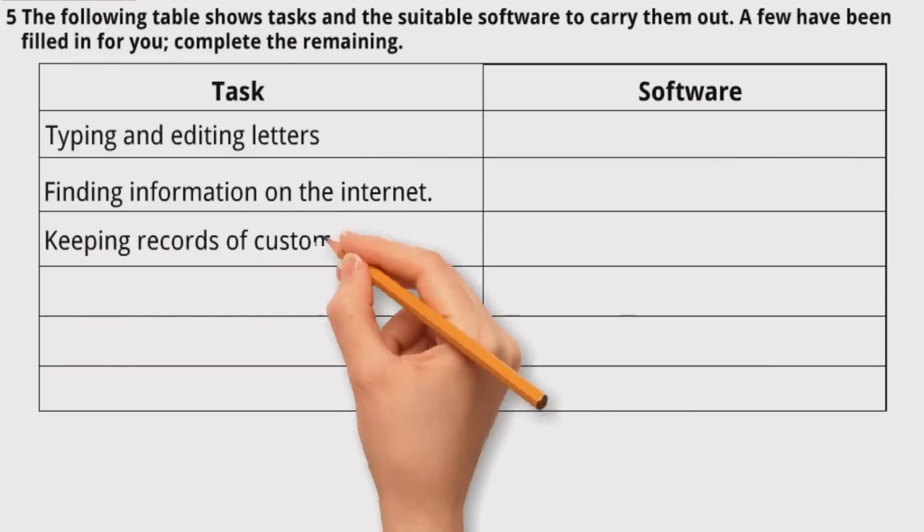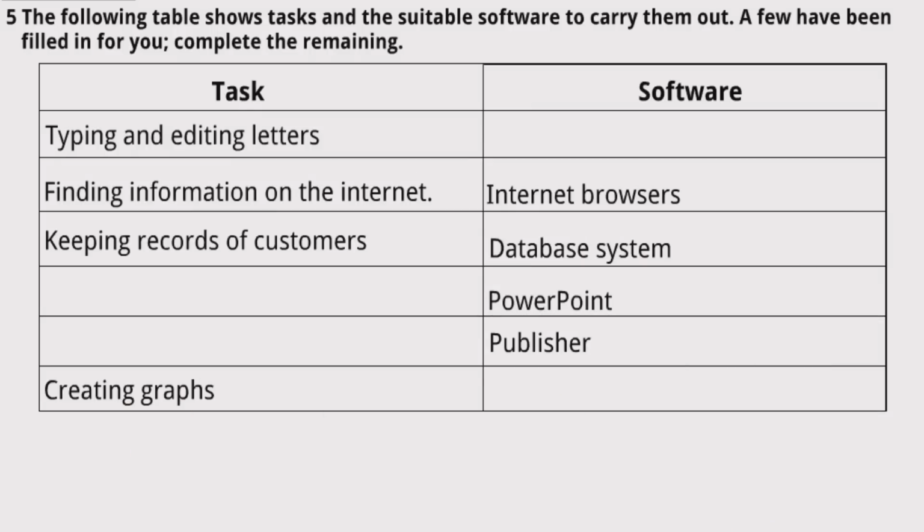Question 5 was as follows. The following table shows tasks and the suitable software to carry them out. A few have been filled in for you. Complete the remaining. So we have a column for task and another column for software.